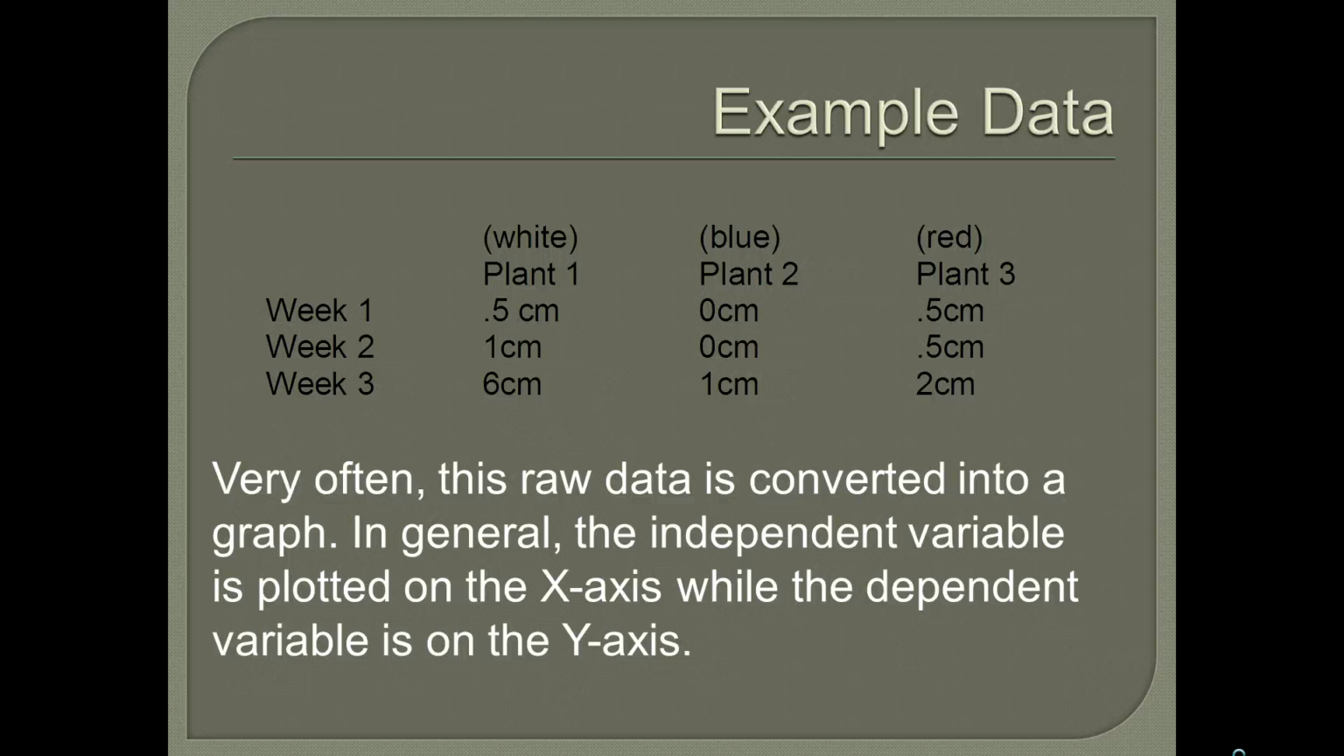That's not a hard and fast rule, it's just a generality that you normally see. So in this case, remember our independent variable was the light color. So I'm going to put my light colors, the white, the blue, and the red, on the x-axis, and my centimeters, my height, on the y-axis. We'll also talk about why we use different graphs in different situations.